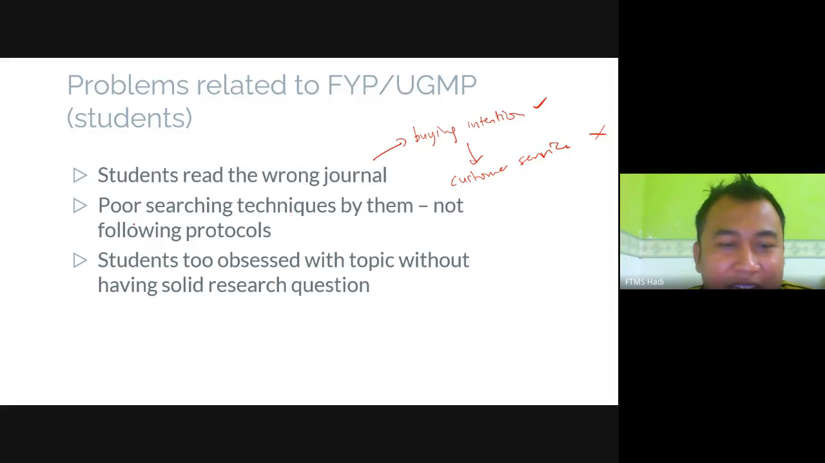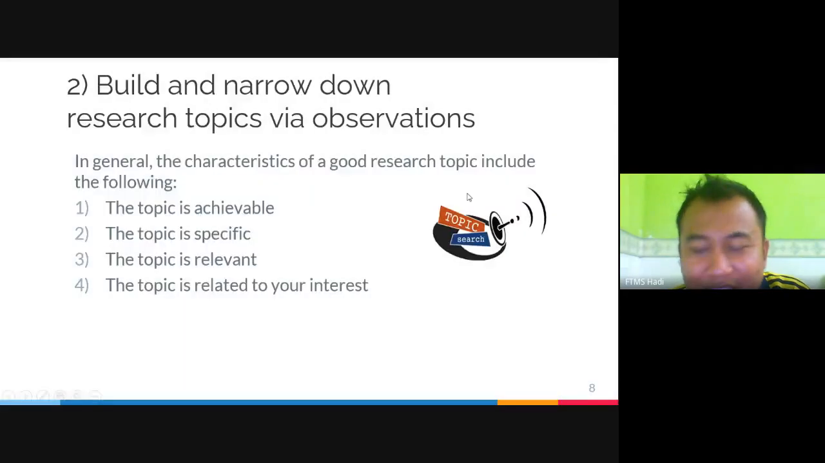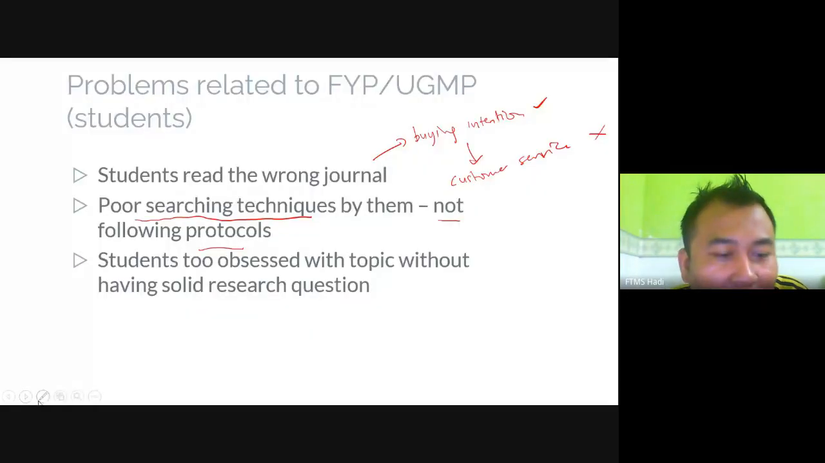And then poor searching techniques. Poor searching technique means not following protocols. Sometimes they just type like that, and whatever the first result is, you just take it. Let me draw it here, like Google once.